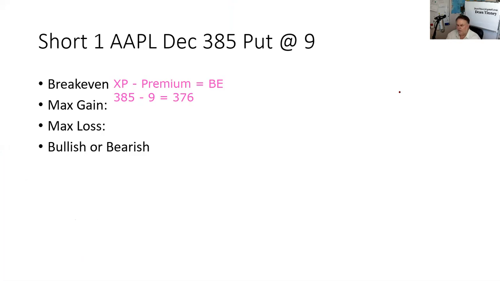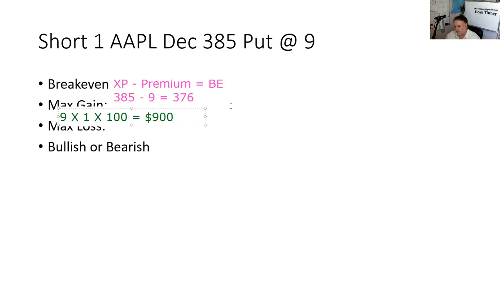As for the max gain, at some point I would hope you're not struggling, but the maximum gain is you agree to be a potential victim and nobody victimizes you. You walk with the premium. If Apple's 385 or higher, nobody's going to stick it to me. I get to go neener, neener, neener. And so the maximum gain is the 9 points. It's one contract. Each contract governs 100 shares. So the max gain here is $900.